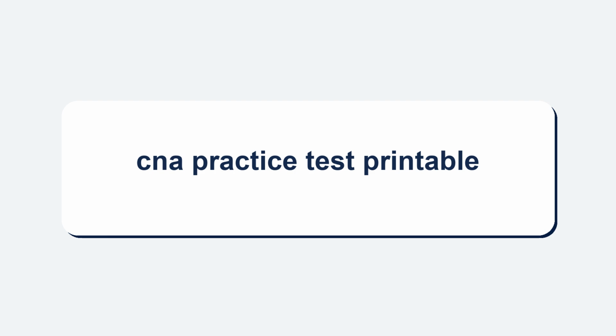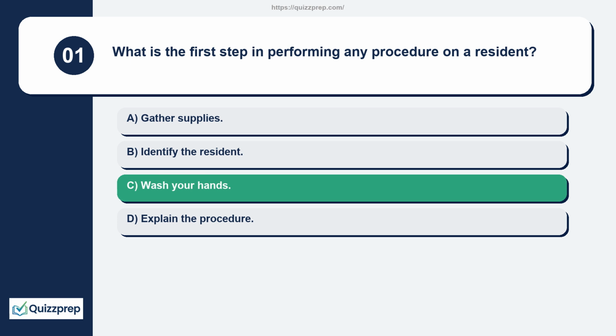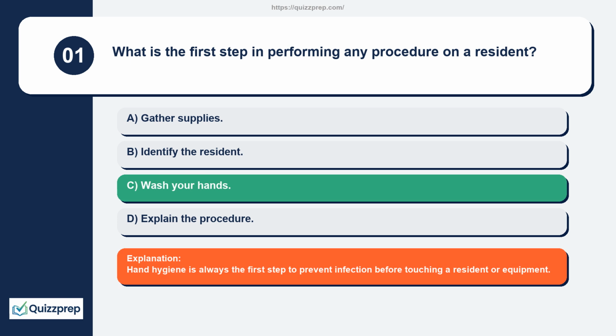CNA Practice Test Printable. Question 1. What is the first step in performing any procedure on a resident? Gather supplies. Identify the resident. Wash your hands. Explain the procedure. Hand hygiene is always the first step to prevent infection before touching a resident or equipment.